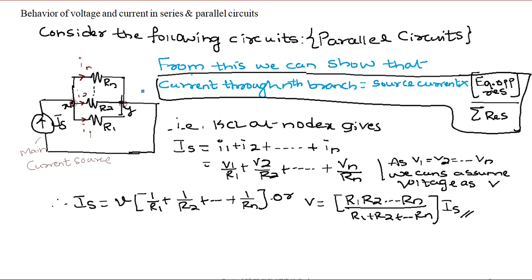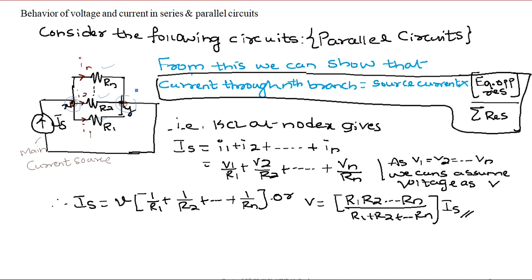So we have this option here. Presently we have R1, R2 and R3, and here this is the node X and this is the node Y. In order to calculate the current through each resistor Rn, R2, R1, we know the behavior of voltage and current. Voltage will be the same across the parallel elements and current will be different in them.